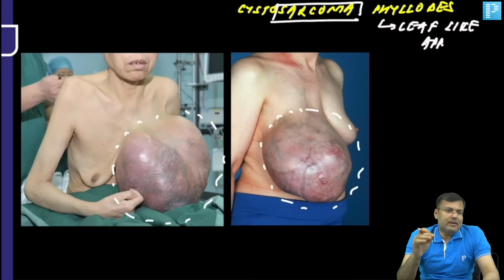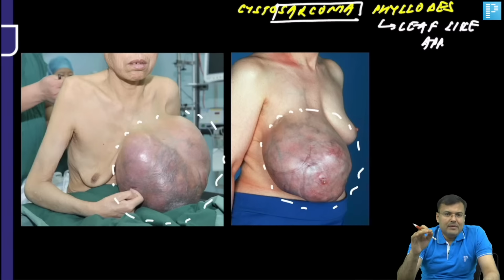Is there lymphatic spread, is there hematogenous spread, or both? I am waiting for your reply, guys. Tell me. This is behaving like sarcoma. So is there only lymphatic spread, only hematogenous spread, or are both spreads seen?